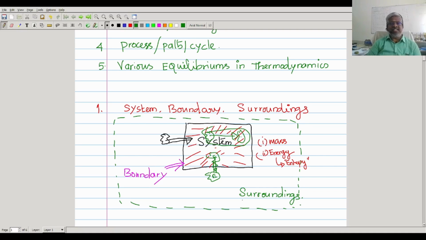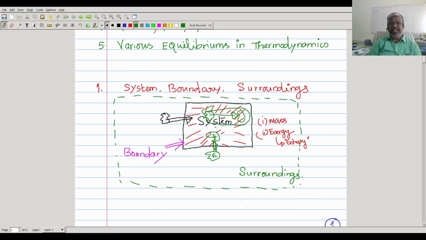Somebody will think that system definition is very trivial and they just jump over it. No, please concentrate on the definition of the system, boundary, and surroundings. This is your first job in any thermodynamic analysis. So this is what system, boundary, and surroundings are.